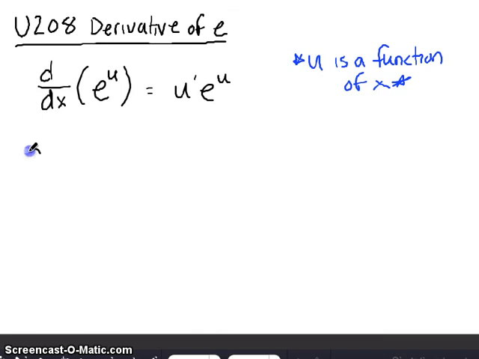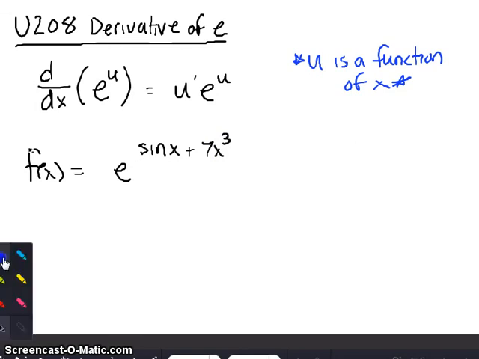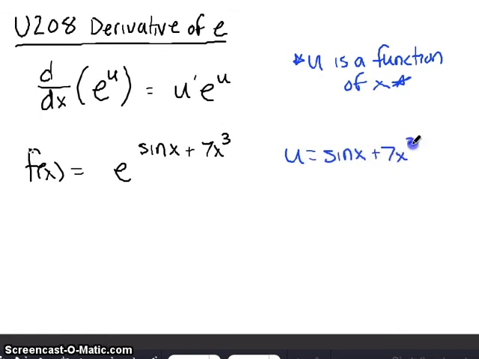So what this might look like is if we have f of x equals e to the sine x plus 7x cubed power. Our u in this case, since we're doing e to the u, would be sine of x plus 7x to the third. So u prime would be cosine of x plus 21x squared. So there's our u prime.